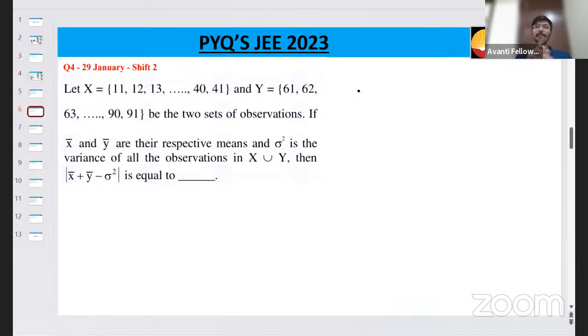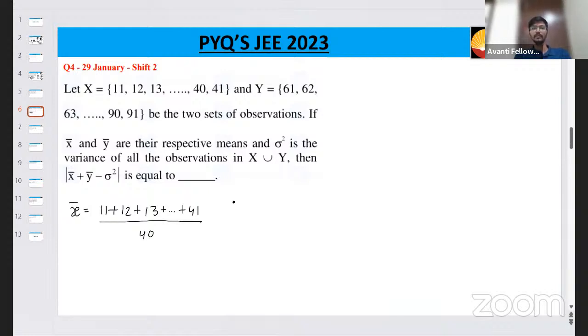Sigma square is the combined variance. Then we have to find x bar, y bar, and sigma square. In our case, let us try to get x bar first. So, x bar is very simple, guys. 11 plus 12 plus 13 up to 41 upon total number of terms, 40, right?